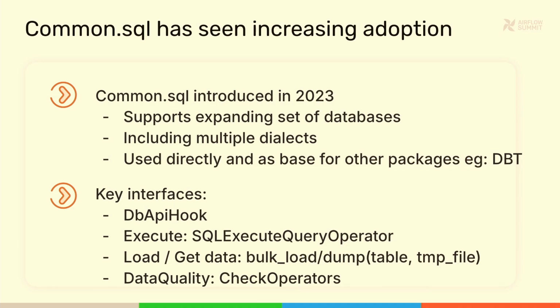It's also used as a base for other packages such as DBT. I think Cosmos uses it. The key interfaces include the database API hook. Typically, most people use the execute SQL on top of it. It can also support loading data into the database, getting data from the database, and data quality checks are also built on it. Just out of curiosity, anybody in the room uses it or not? Okay, 3 people. Awesome. Oh, 4. So in this audience, that's a fair percentage at this stage.